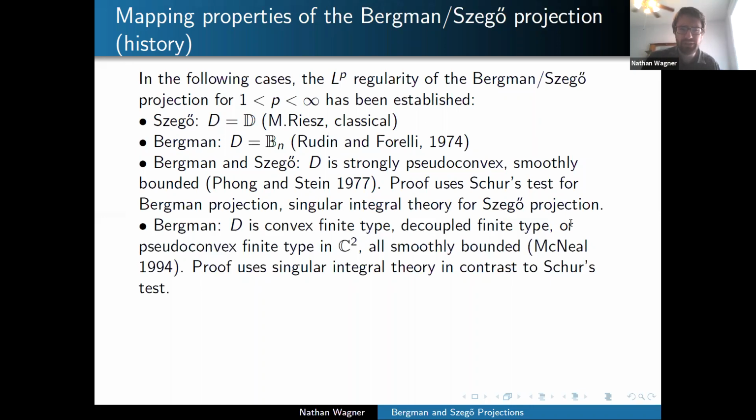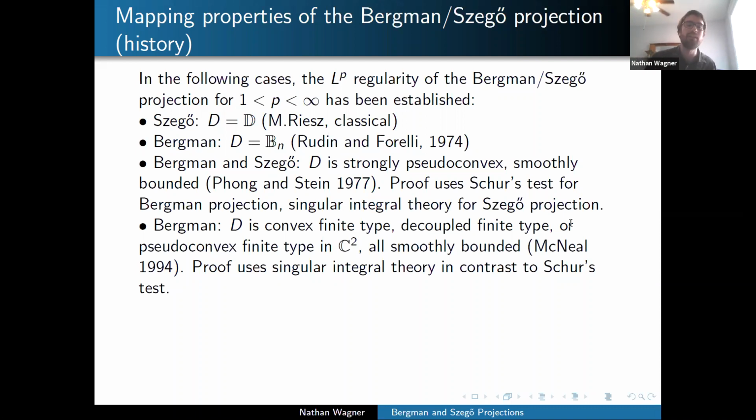And so past this, there have been some more results. So for the Bergman projection, you can actually prove the boundedness for more domains. So these are all smoothly bounded pseudoconvex domains, but they're not necessarily strongly pseudoconvex. But we still have some information about their boundary, and the boundary geometry is kind of nicer. And I'm not going to get into the weeds with the formal definitions of all these types of domains, but basically think about the boundary geometry kind of being simpler.